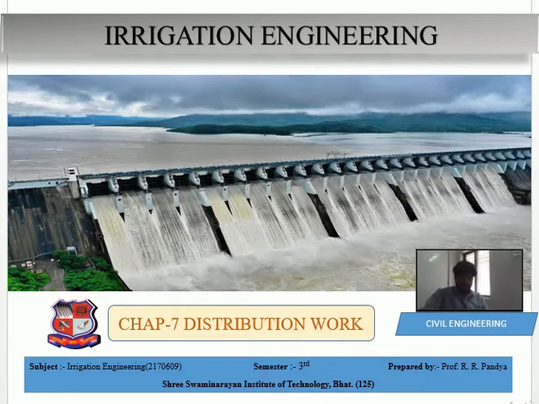In the last lecture, we covered the cross section of this canal, described its components, and also discussed the most economical section of the canal. So today we are going to continue this topic with other components, and in the last we are going to find out how to find the depth of cutting, right? So let's start with the other components.